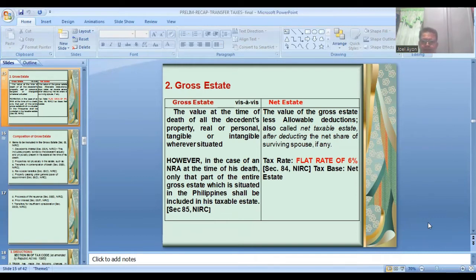Next is the net estate. What is net estate? It is defined as the value of the gross estate less allowable deductions. Later we will discuss what those allowable deductions are. It is also called the net taxable estate, after deducting the net share of the surviving spouse, if any. Again, the tax rate is a flat rate of 6% under Section 84 of the tax code.